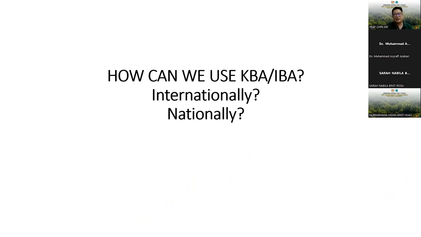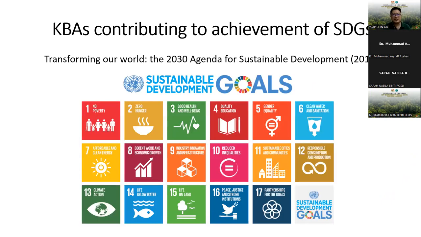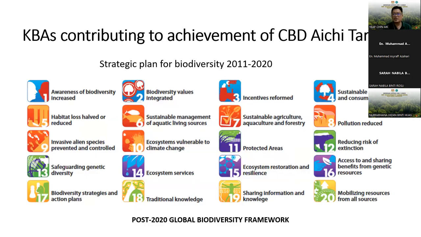So now that we know IBA, KBA, how do we use this conservation tool? Briefly, if we have KBAs, we're also helping our country to achieve sustainable development goals. Our country also wants to be seen, to be known, as a global citizen. And how do we become a global citizen? It is to make sure that we also contribute to the SDG goals using our Malaysian flavor. And in this case, KBAs can also help. Likewise, also for CBD, Convention on Biological Diversity, the Aichi targets, although they have passed and been replaced by the post-2020 Global Biodiversity Framework, the IBA contribution still remains relevant.